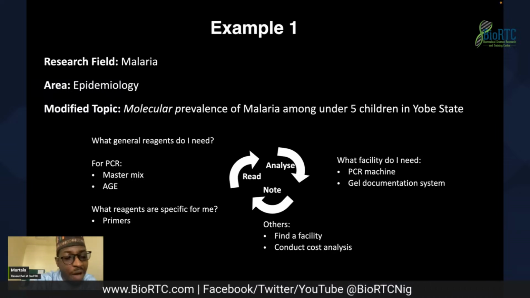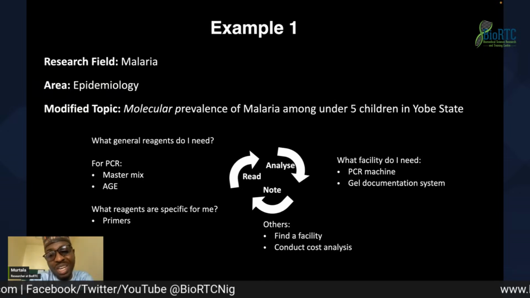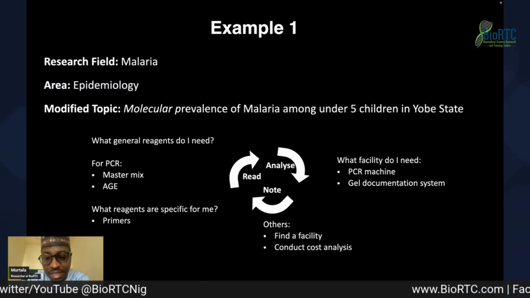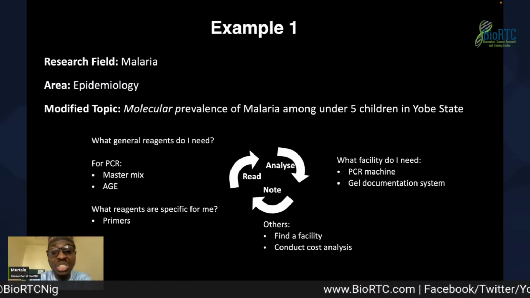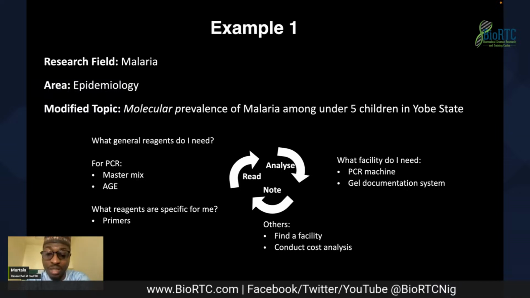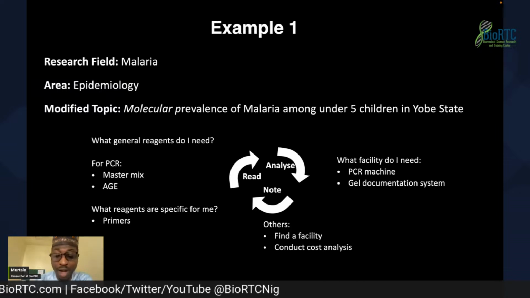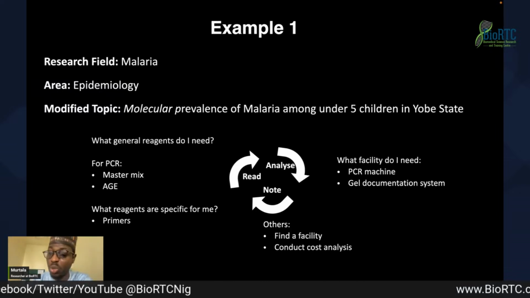The moment you have narrowed down to what reagents you need, another question you ask yourself is, what facilities do I need? You need a PCR machine, you need a gel documentation system, and you have listed them. Then you can send to the contact in BioRTC, asking: do you have these machines? They can say yes, we have these machines, or we don't have this machine, but you can use this one to do what you want to do.